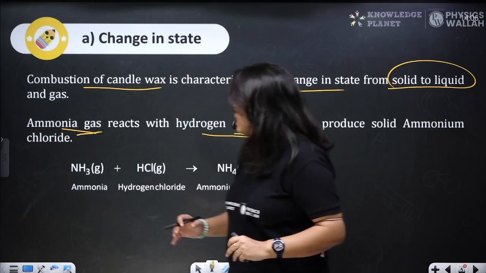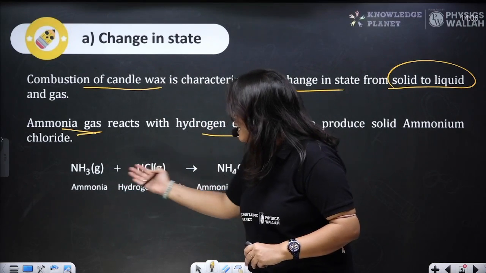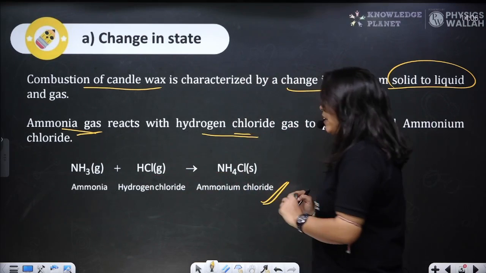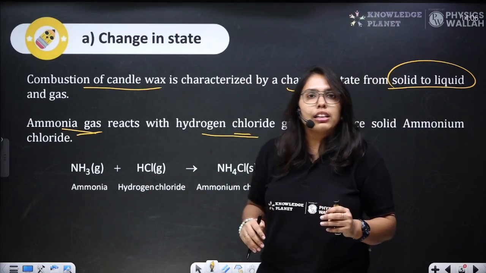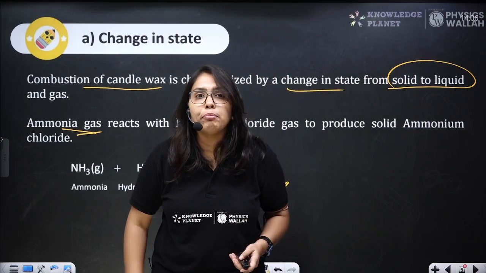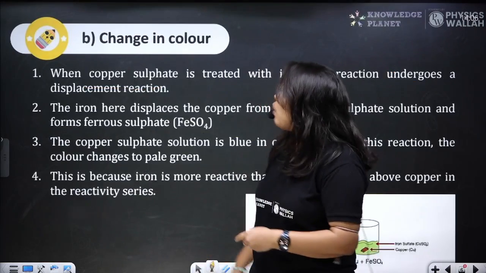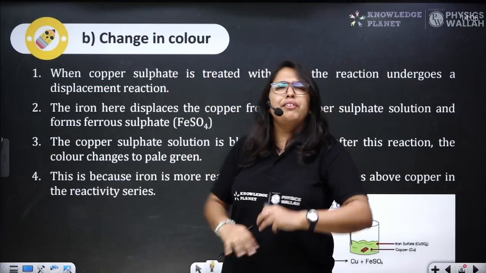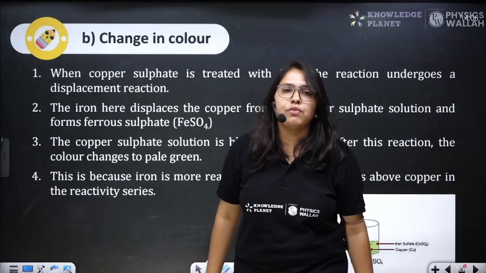So here you can see that the gases are interacting and the product that we get is solid. That is, change of state is actually taking place, right? Then talking about change in color, we have n number of examples for change in color.